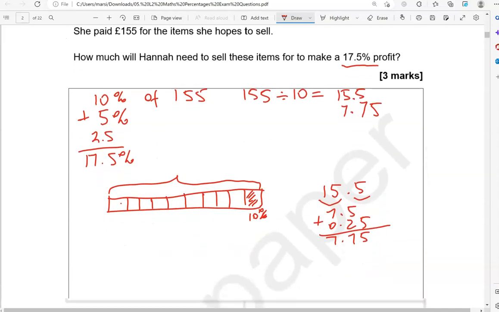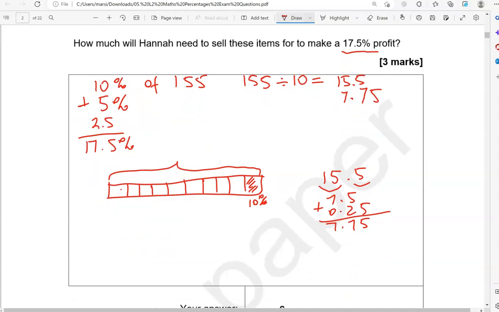2.5% is going to be half of that. So to work out half of 7.75, we're going to divide 7.75 by 2. How many 2's fit into 7? That is 3 of them. And that makes 6, because 2 times 3 is 6. So we have 1 remaining. We have a decimal point here, which we're going to transfer to the answer. So how many 2's fit into 17 now? That is 8, because 2 times 8 is 16. So we have 1 remaining again. How many 2's fit into 15? That is 7, because 2 times 7 is 14. And we have 1 remaining.